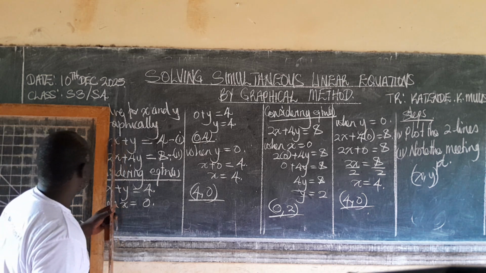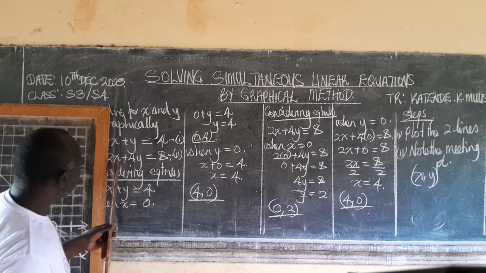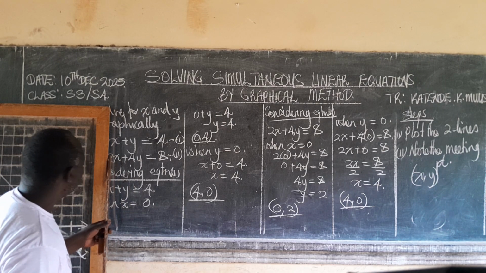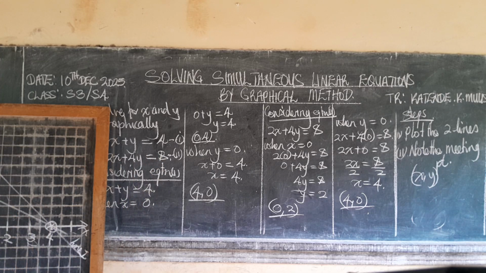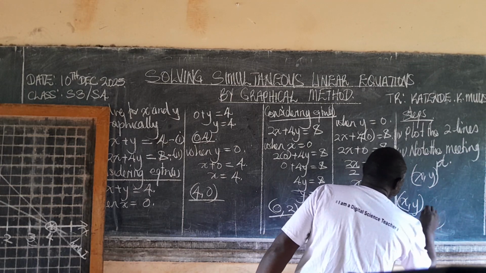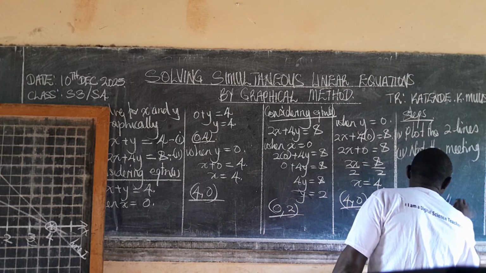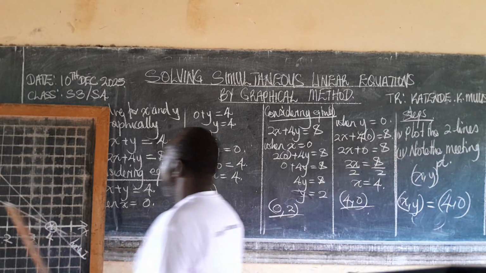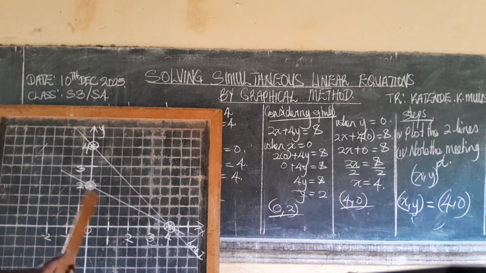When this is 4 plus 0, we get 4. And this is 2 times 4 plus 0, we get 8. Therefore, our values of x and y are 4, 0. Therefore, what we've done is we have solved this graphically.